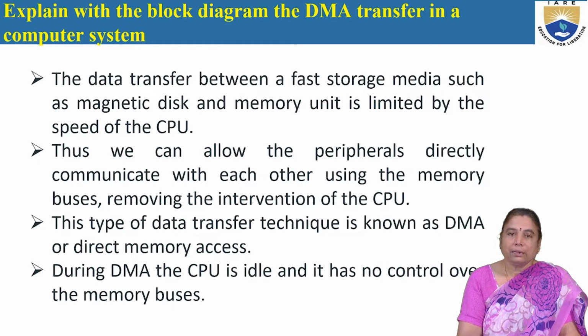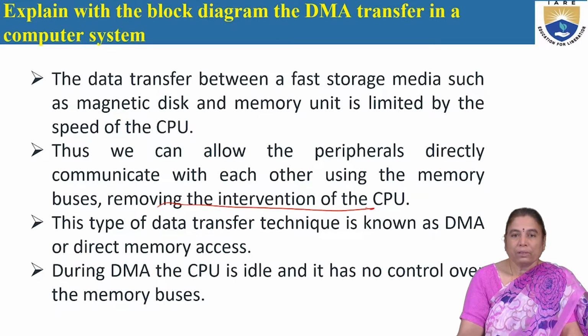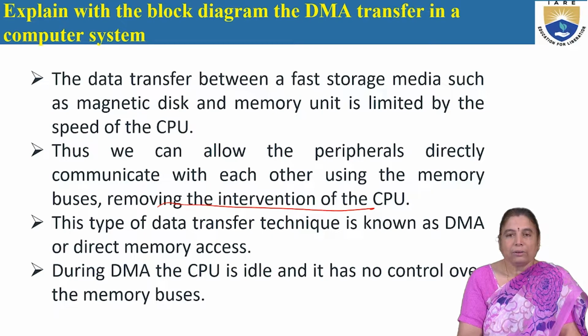The third method is DMA, direct memory access. To increase the speed of data transfer and to minimize the CPU intervention regarding the input-output transfer, the DMA method is preferred. The data transfer between fast storage media such as magnetic disk and memory unit is limited by the speed of the CPU. So the peripheral devices directly communicate with the memory by removing the intervention of the CPU. This type of data transfer is referred to as DMA, direct memory access.